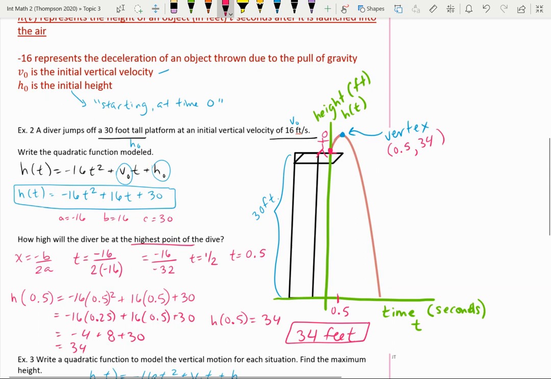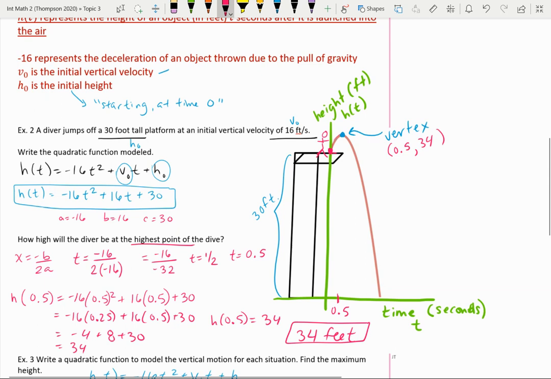For your online homework, when it asks you these questions, it's going to give you an empty box for you to put the numerical value of the height. And then it's going to have a drop-down menu where it's going to ask you, is this feet? Is this feet per second? Is this feet per second squared? So make sure you choose the appropriate units.